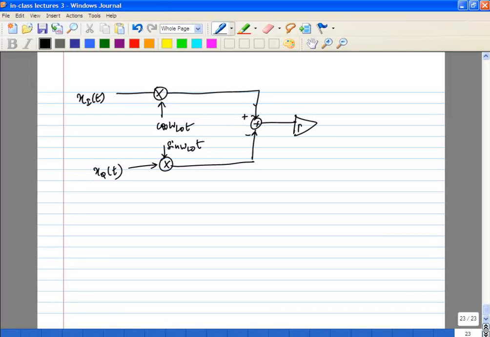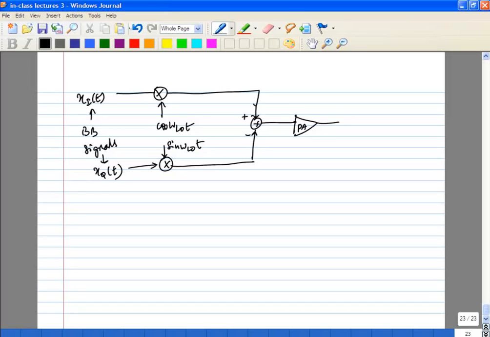And this goes through a PA. Oops. Okay. So you have a mixer. This is your direct conversion transmitter. So you have xi of t, xq of t, which are the baseband signals. So you're going to send them through two sets of mixers. One mixer, you're going to mix xi of t with cos omega lo t. The other mixer, you're going to mix xq of t with sin omega lo t, and then you're going to subtract the two to get the desired band pass signal.